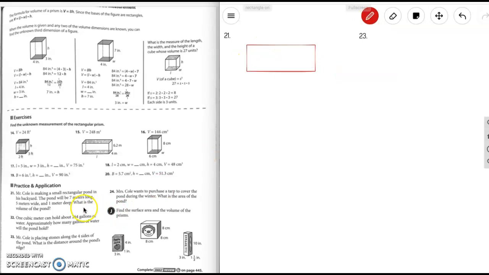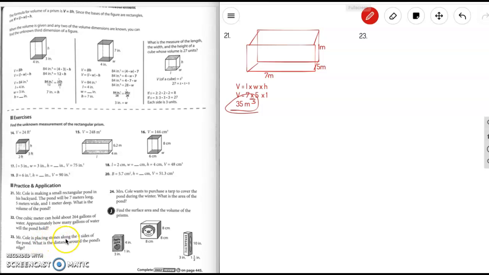Alrighty. 21. Mr. Cole is making a small rectangular pond in his backyard. The pond will be 7 meters long, 5 meters wide, and 1 meter deep. What is the volume of the pond? Alright, length is 7 meters, the width is 5, the height is 1, all you gotta do is multiply. Easy peasy lemon squeezy.